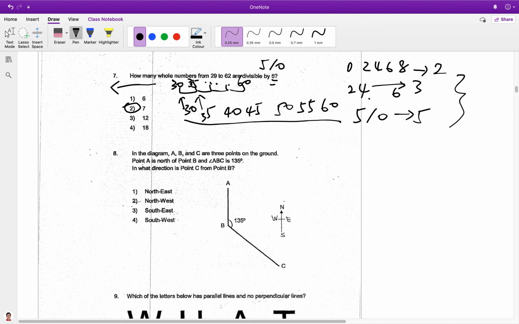From 30 to 60, the total distance is 60 minus 30, which is 30. Then for the gap here, each gap from 30 to 35 is 5. We know the total is 30, and each gap is 5, so with 30 divided by 5, there are 6 gaps here. Now, how many numbers are there? Well, we consider each number as a pole.